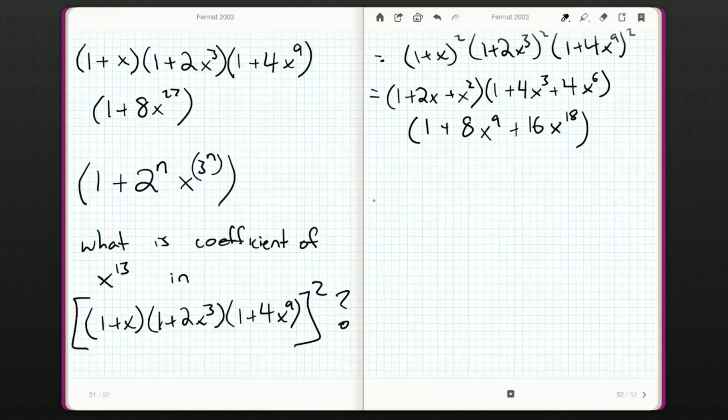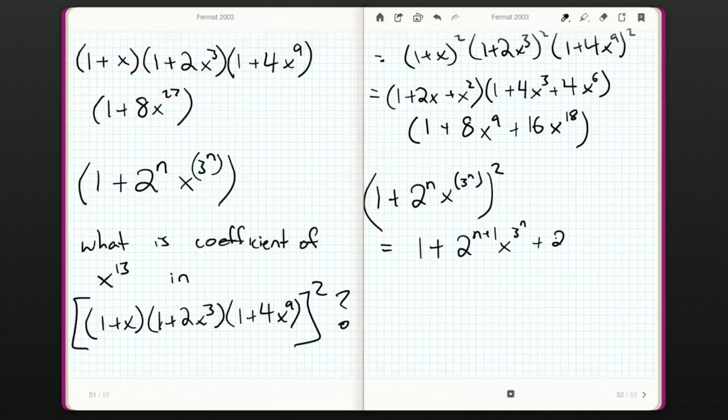So as I'm seeing this, I'm noticing that 1 plus 2 to the n, x to the 3 to the n, squared is 1 plus, we'll get an extra 2 here. And then I get 2 to the 2n, x to the 2 times 3 to the n. Okay. Things to think about.